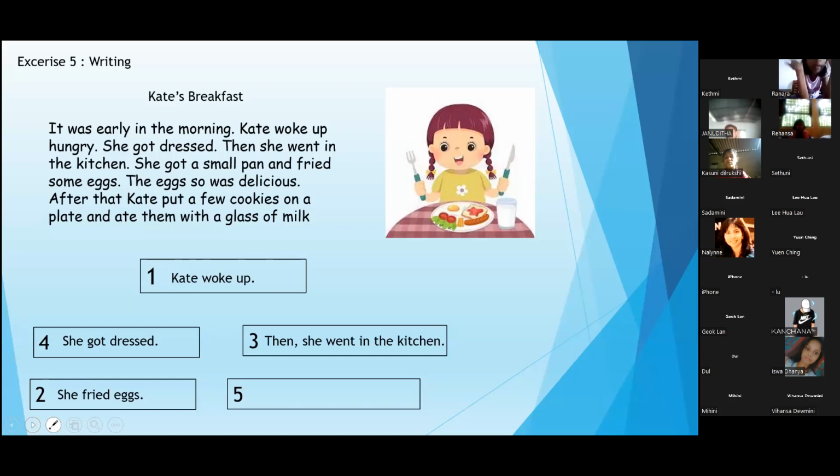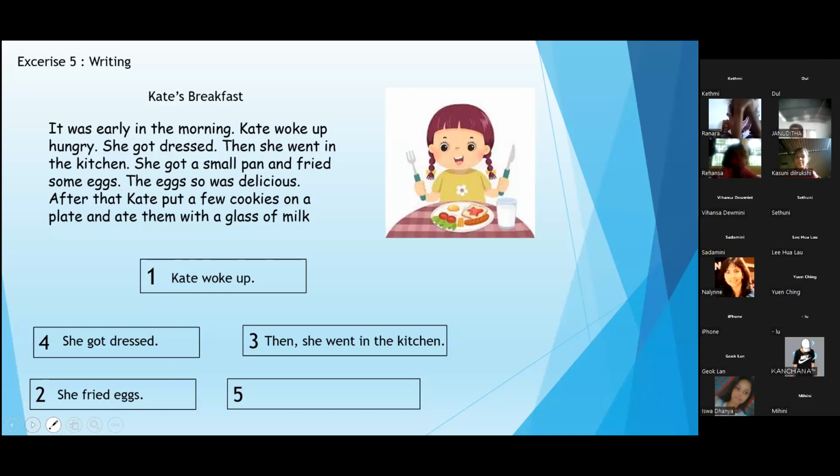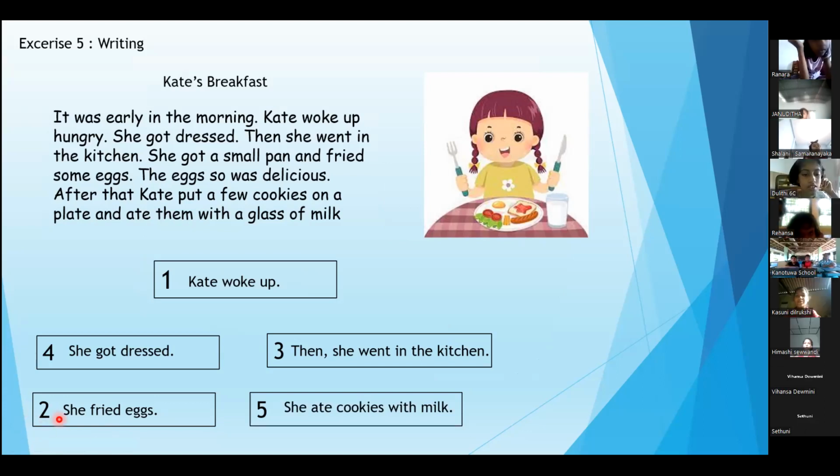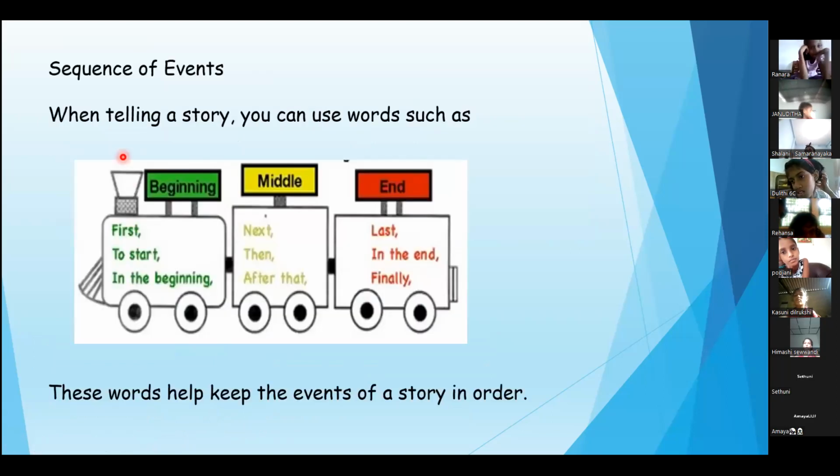And what happened at last? What happened in the end? She ate cookies. Good job. She ate cookies with milk. So again, the beginning, the middle, and the end of the story. So there's a flow, and that's what we call the plot of a story. A story must have a good sequence of events. When you are telling a story, you can use words such as first, to start, in the beginning.